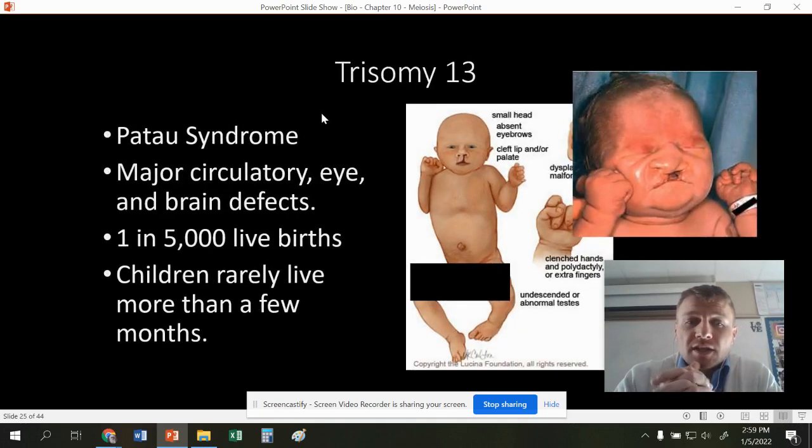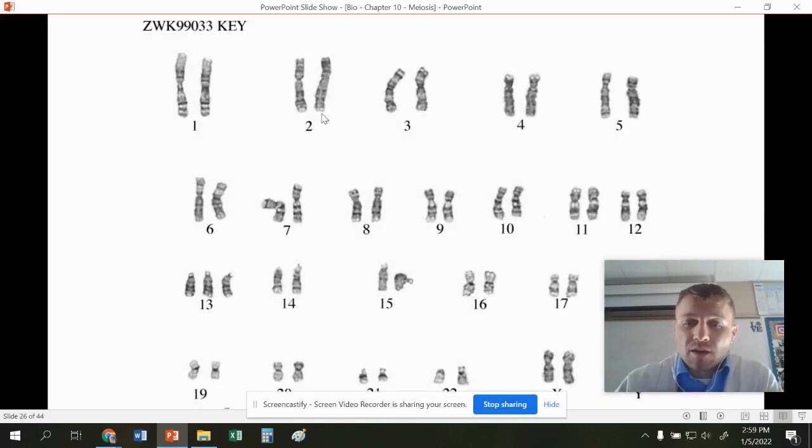So trisomy 13 is called Patau syndrome, and it's a rare syndrome, and it's a trisomy of the 13th chromosome. You can see the abnormalities here, and people with it rarely live more than a few months, because there are such genetic abnormalities that it's tough for these people that are born this way. And you can see in the 13th set of chromosomes here, there's an extra chromosome.